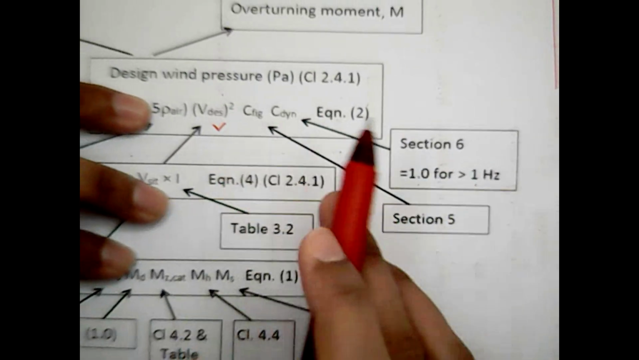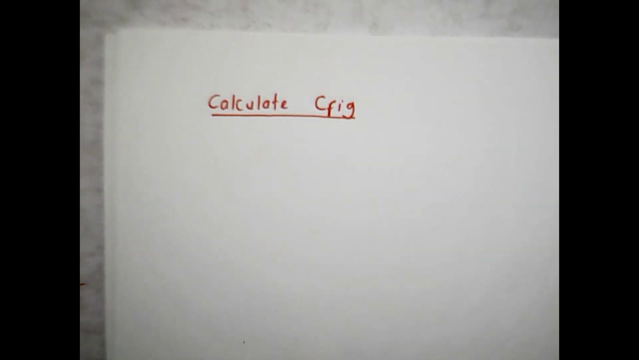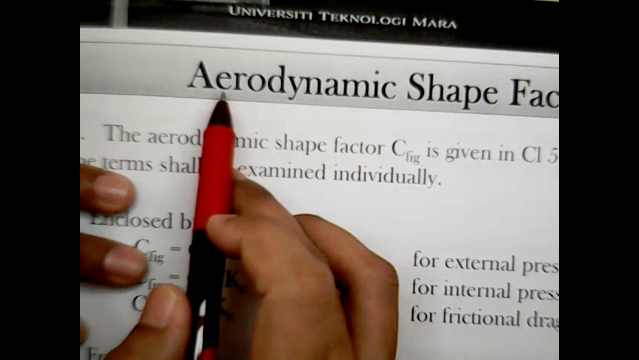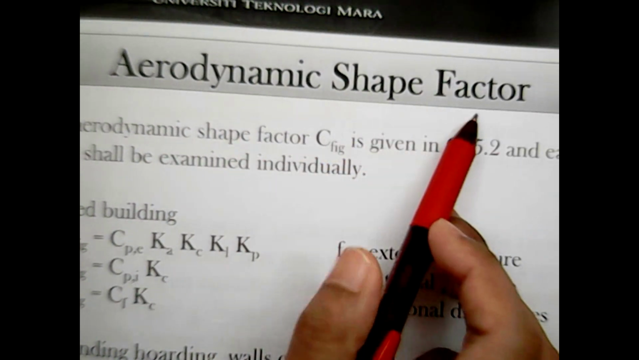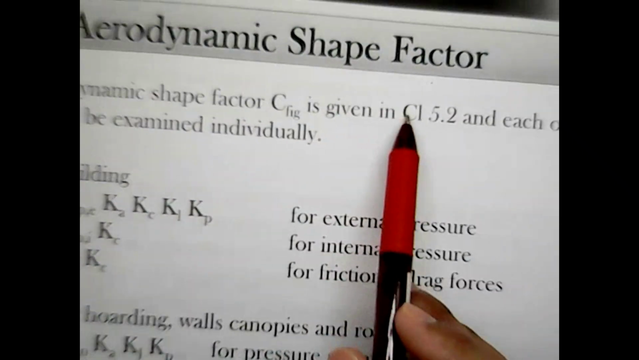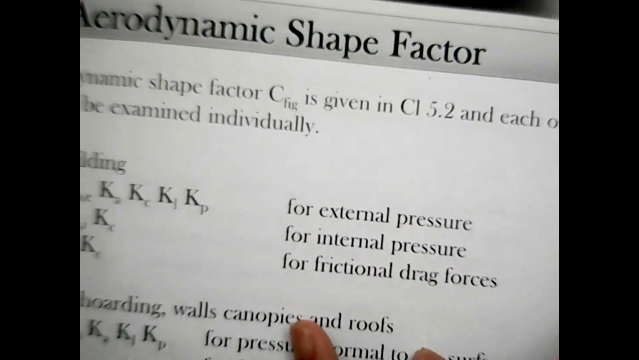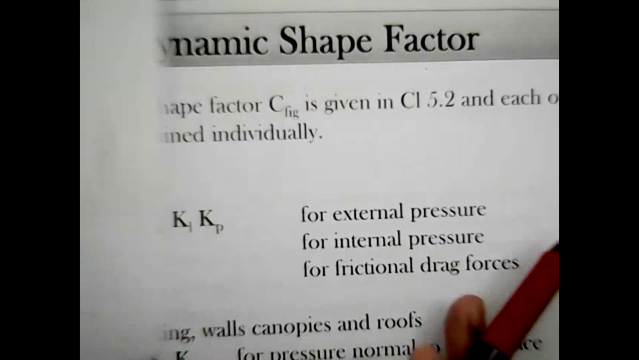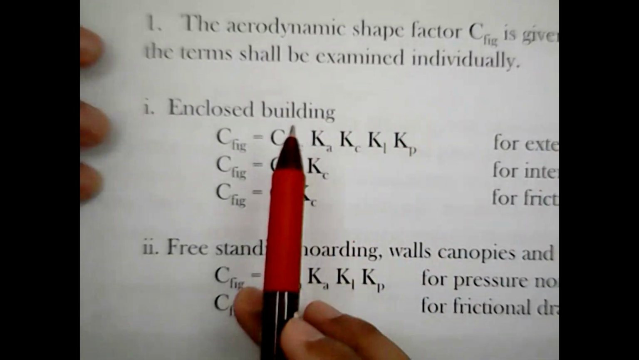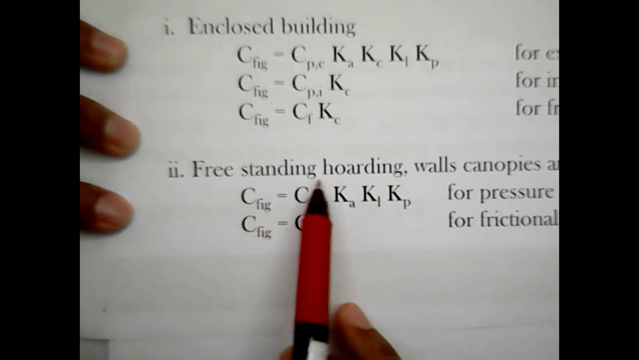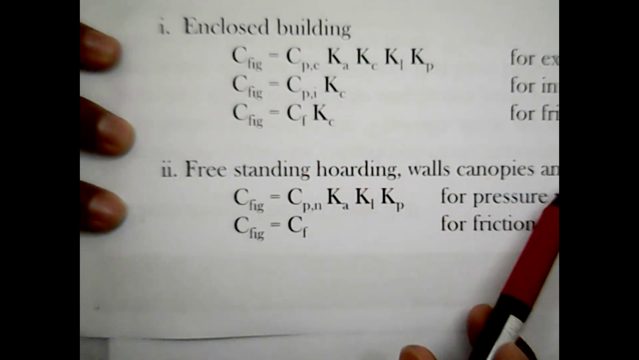So now let's calculate Cfig. Just to recall from our lecture, Cfig is the aerodynamic shape factor. Please refer to our notes, whereby the aerodynamic shape factors are given in clause 5.2, evaluation of aerodynamic shape factor. In that, you have two categories, which are enclosed buildings, or freestanding hoardings, walls, canopies, and roofs.